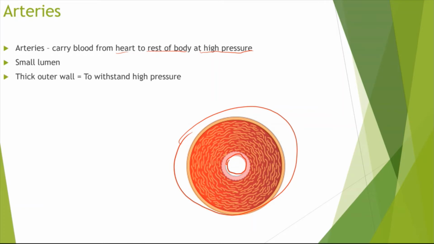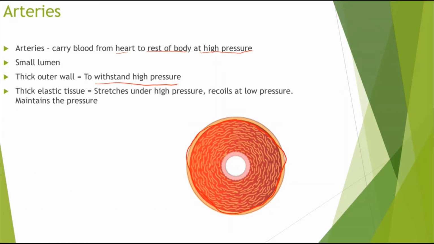Now looking at other things, the arteries have a thick outer wall. This thicker outer wall allows it to withstand that high pressure, because otherwise if it had a very thin wall, or no wall at all, when the blood is passing through at high pressure, this could potentially burst the artery, which could be fatal, as that would lead to a hemorrhage.